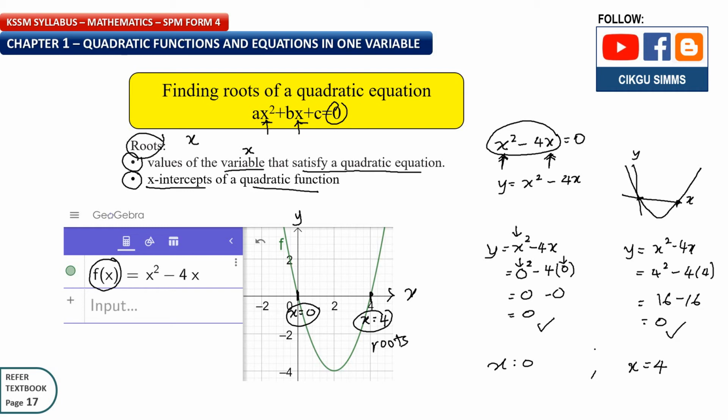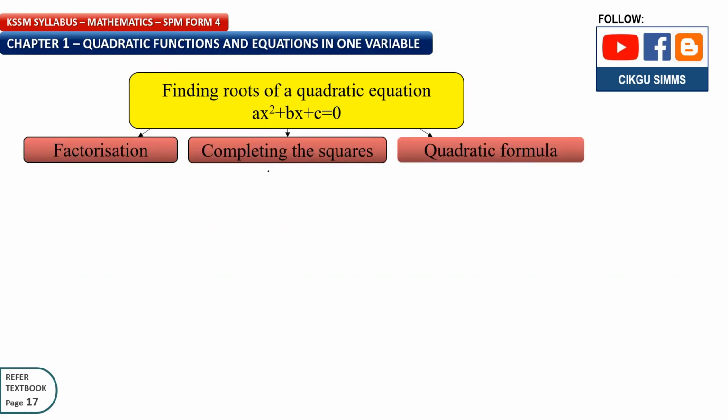So how to find roots? We have three ways. The first way is factorization. The second way is completing the square. And the third way is using a formula called the quadratic formula. But in your syllabus, you only need to know how to factorize. And when you factorize, you need to remember, you will get two brackets.